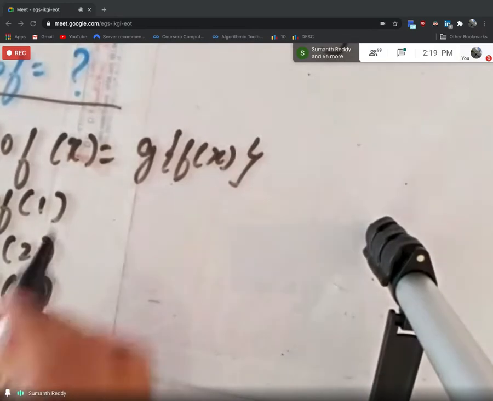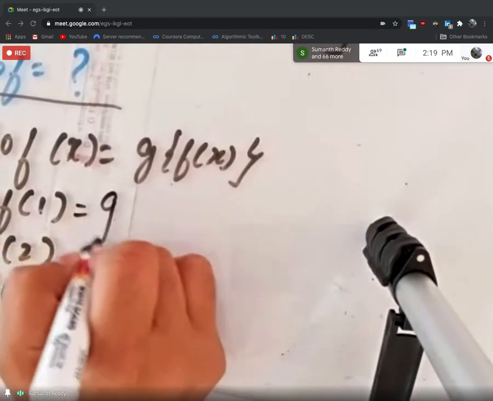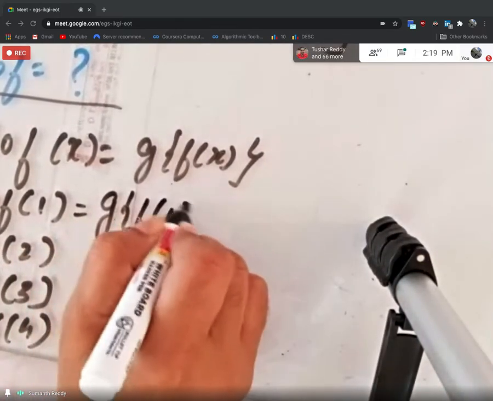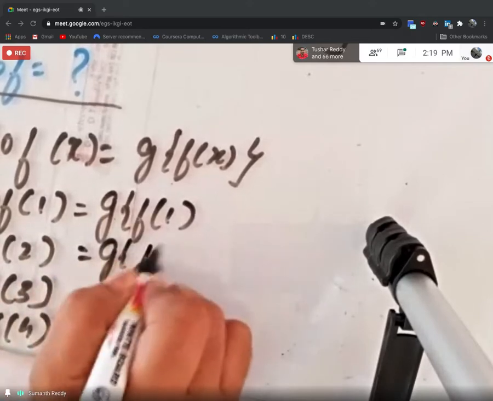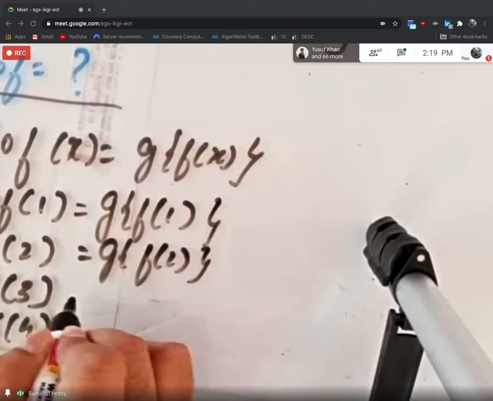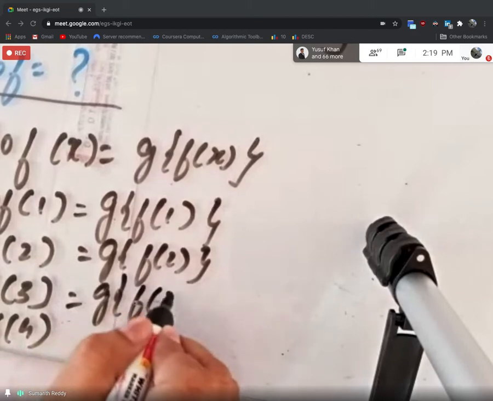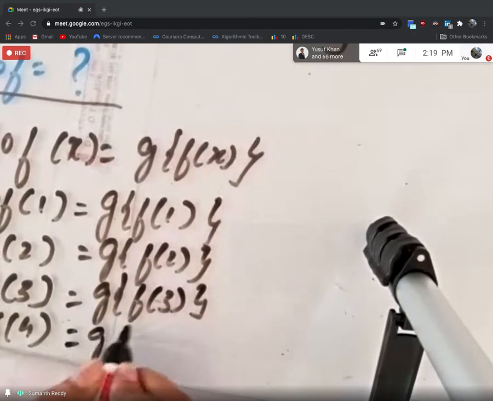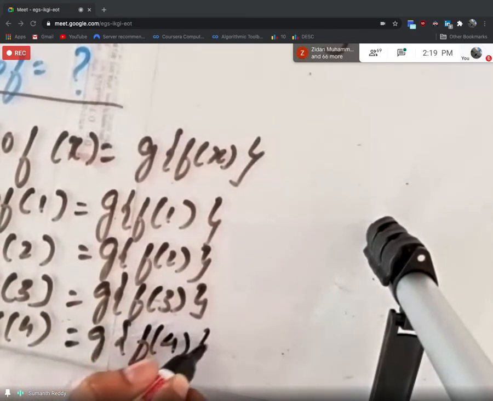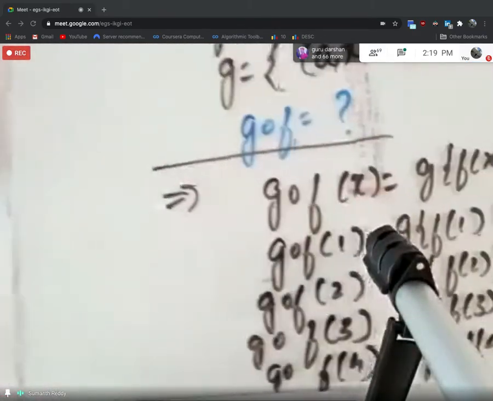Okay, so based on this definition, if I elaborate this, this can be written as g applied upon f of 1, g applied upon f of 2. As I have told you, it might look lengthy, but it is very simple. You are not doing anything, you are just applying the definition of composition of functions. So based on that, you are solving this. Now it's very simple.